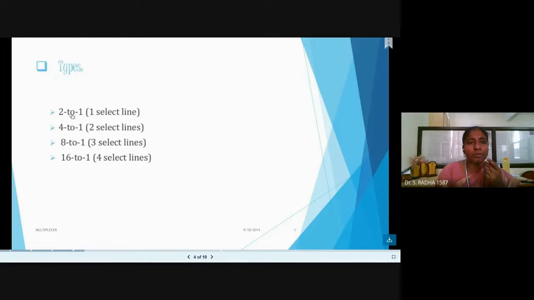There is a possibility of 2 by 1 multiplexer. In that case, one selection line will be there. 4 by 1 multiplexer, 2 selection lines are there. 8 by 1 multiplexer, 3 selection lines. 16 by 1, 4 selection lines, like that. What is the next possible multiplexer after 16 by 1? You should tell me. 32 by 1. In that case, how many selection lines are possible? 5 lines. 32 means 2 power 5. So 5 selection lines are possible. Okay. So this is about multiplexer.